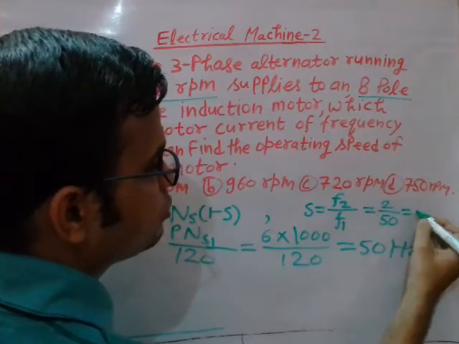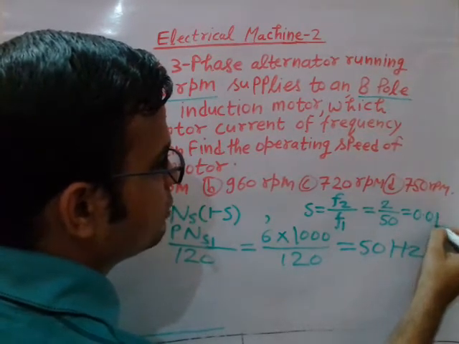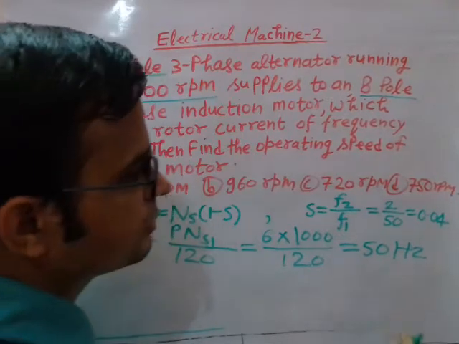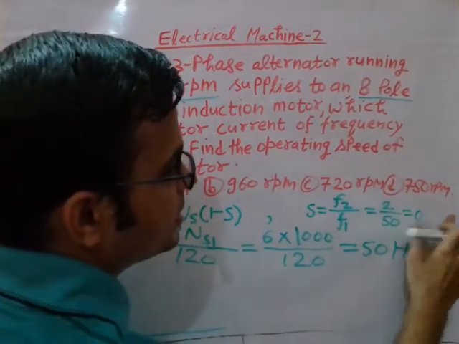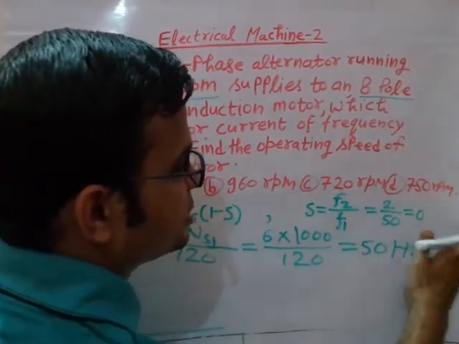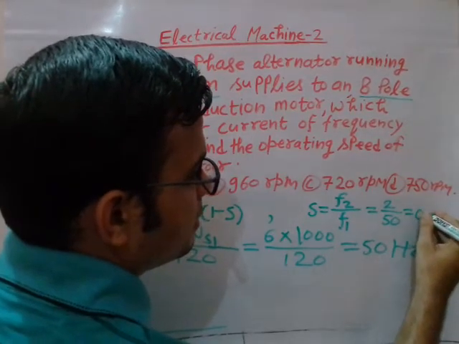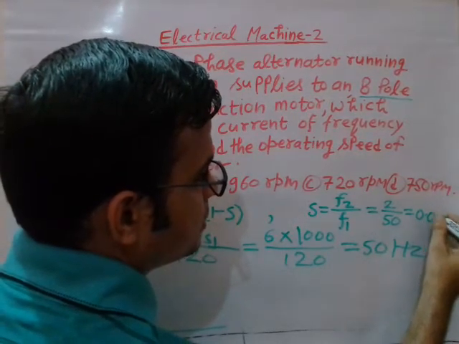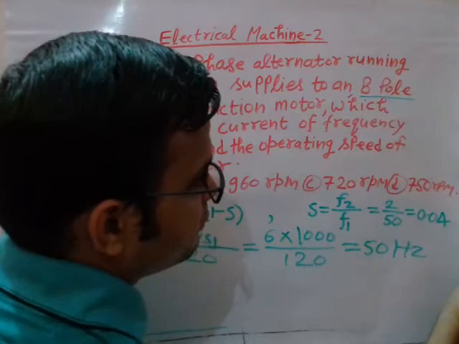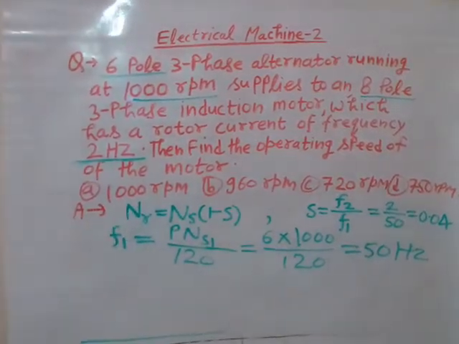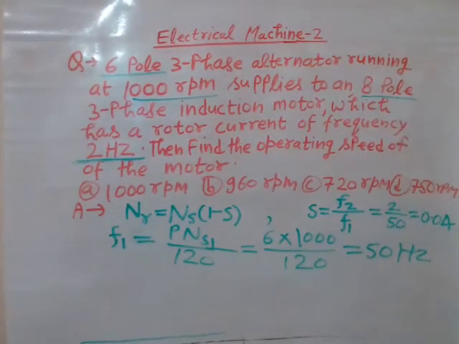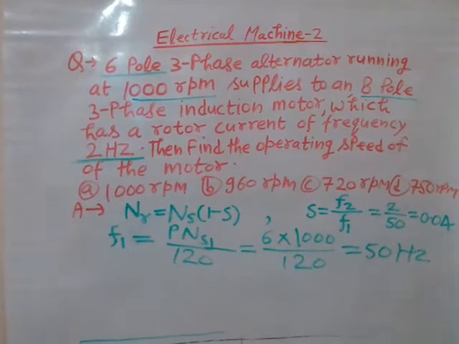So this is equal to how much? 0.04. This is the slip, the operating slip of the induction motor. This is one of the important data for calculation of the rotor speed of the induction motor.